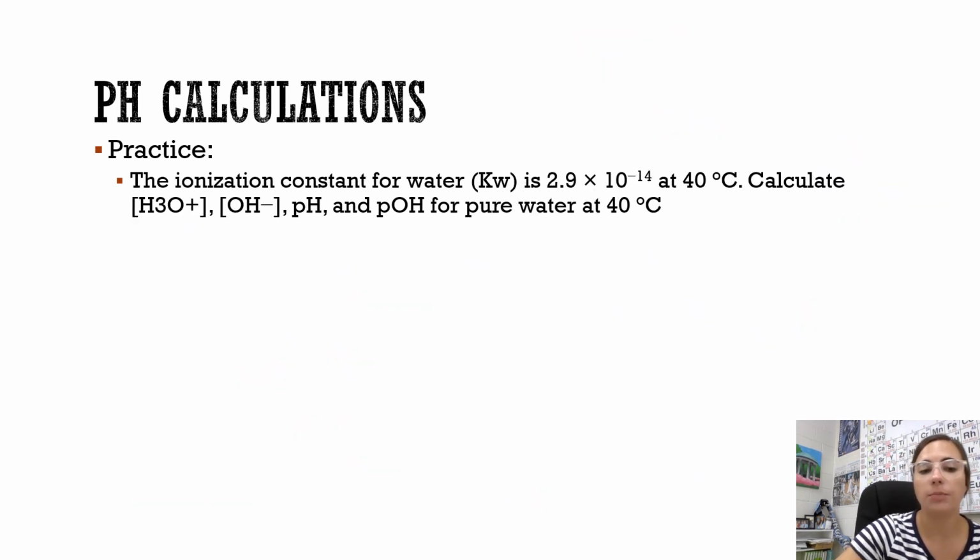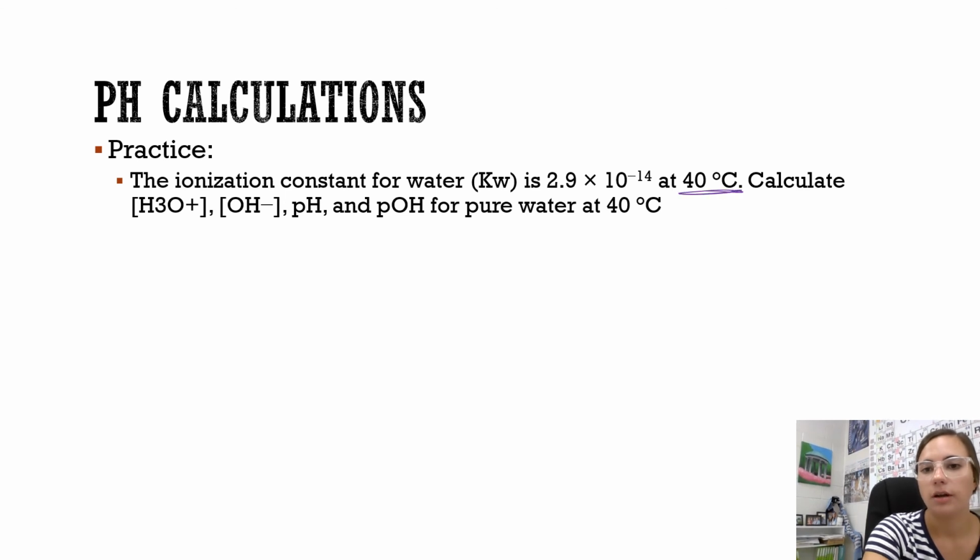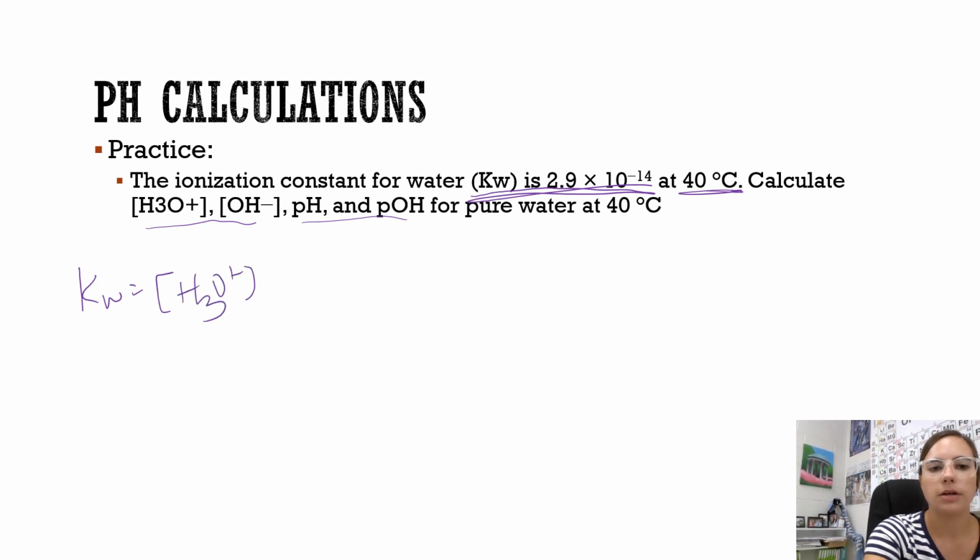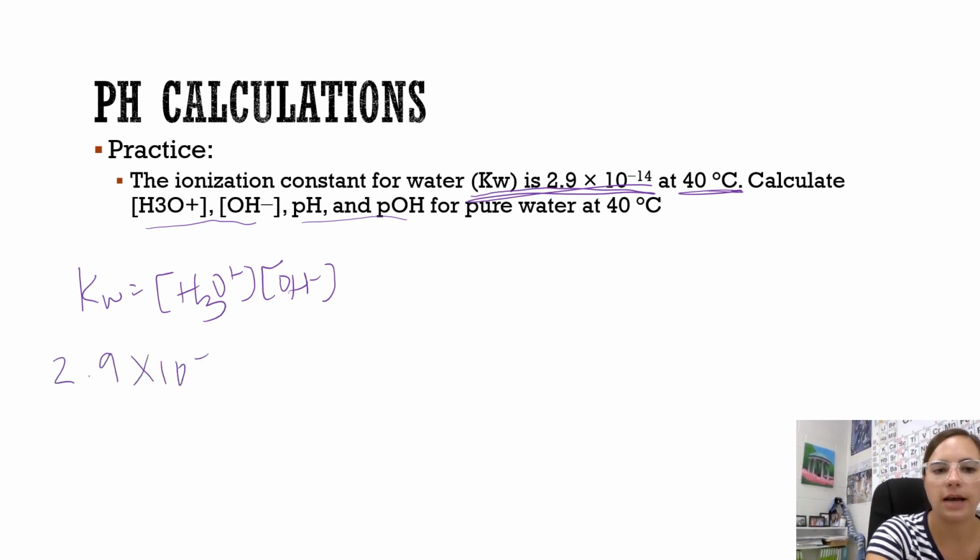All right, so here's an example where we're given a different temperature. And because we're given a different temperature, we have to be given a different Kw value. We can't use our standard of 1 times 10 to the negative 14. So it's asking us to calculate the concentration of each and then the pH and pOH. Well, we know that Kw equals H3O plus times OH minus. It's the expression for the autoionization of water, and it's also given on your equation sheet. So now, instead of 1 times 10 to the negative 14, because we're at 40 degrees, I have to use the Kw given to me.